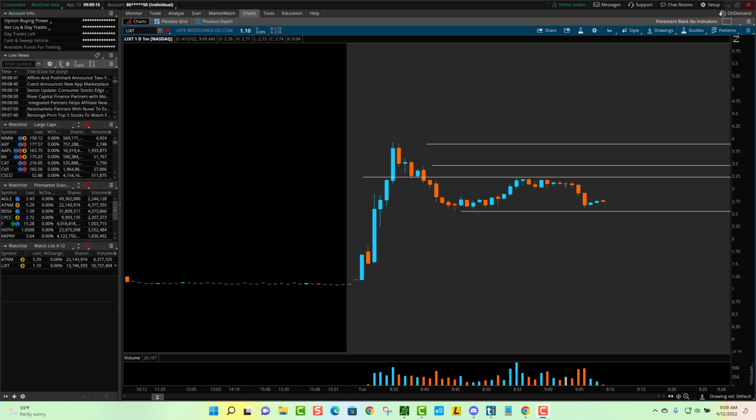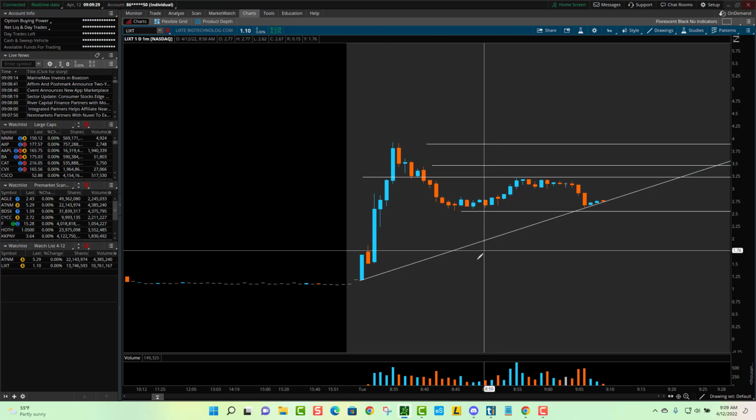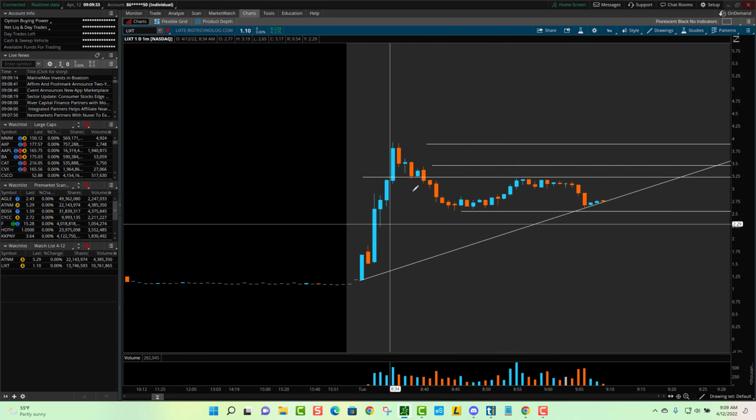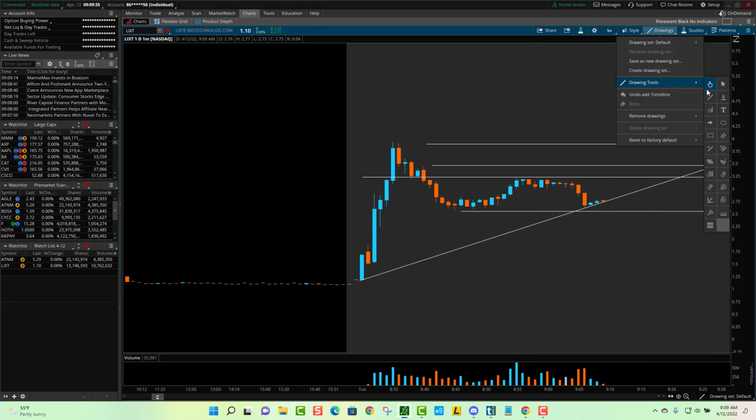But TD doesn't have microsecond charts, so I like using eSignal. TradingView is good as well. So LIXT, I would look at this one right over in here, and then I would kind of just map out angular support and watch it. Again, this is a watch list. It's not a trade list, it's a watch list.